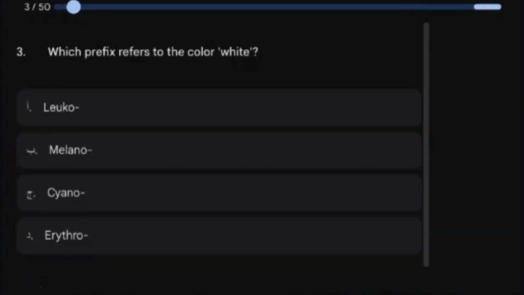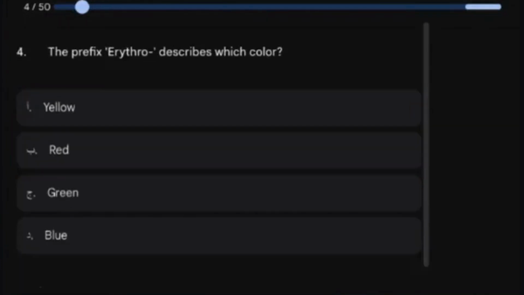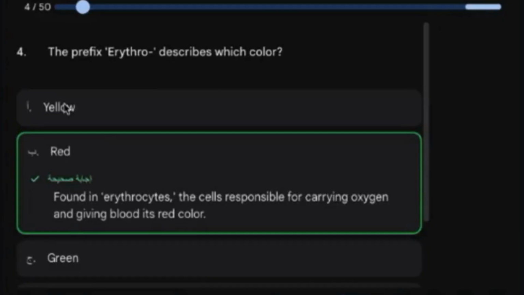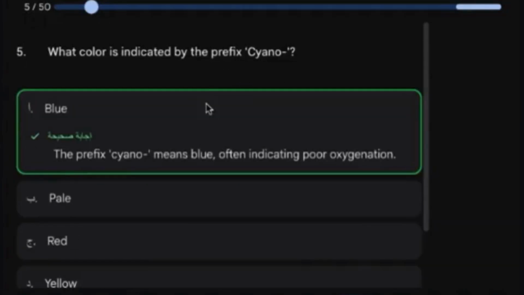Which prefix refers to the color white? Yes, leuko. Melano means black, cyano means blue, erythro means red. Remember, erythro describes which color? Yes, red. Yellow means xantho, okay? Green means chromo. Which color is indicated by the prefix cyano? Yes, exactly. Blue. Like in cyanosis, for example, where there's an abnormal condition of bluish coloration of the fingers.